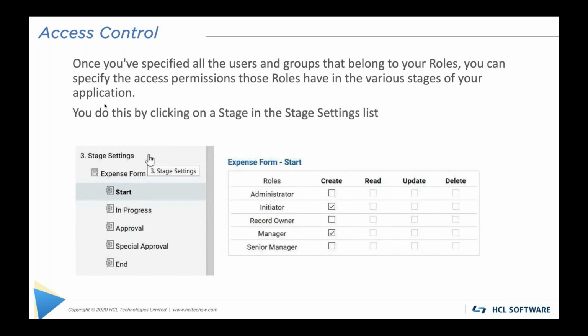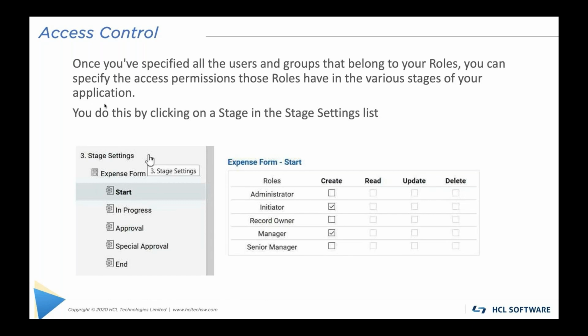And so as we talked about here, we've got the different stages, just like we have in ours: the start, in progress, approval, special approval, and end. For each one of those, you can then go in and assign who has the ability to create, read, update, all the CRUD operations to do within that different phase. So for instance, in start, it's just going to be the initiator. When it's in progress, it would be the record owner.